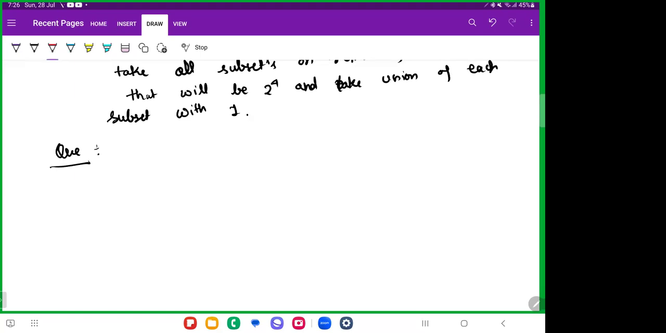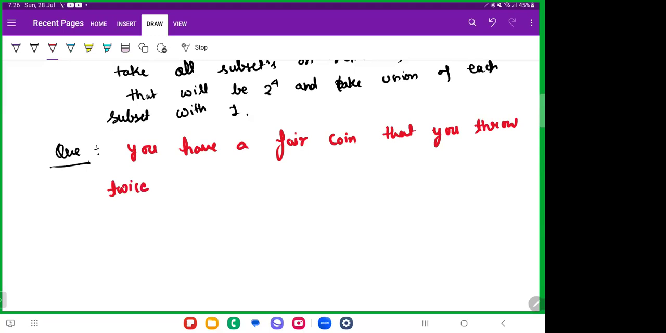you have a fair coin that you throw twice. What is the probability you get head exactly once? Let's say, what is the probability you get head at least once?